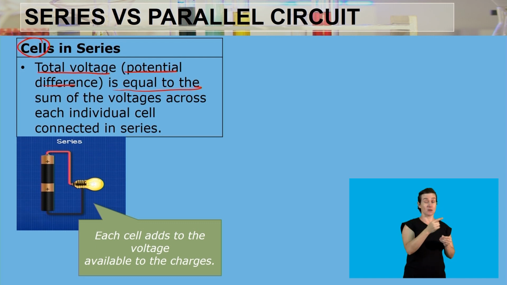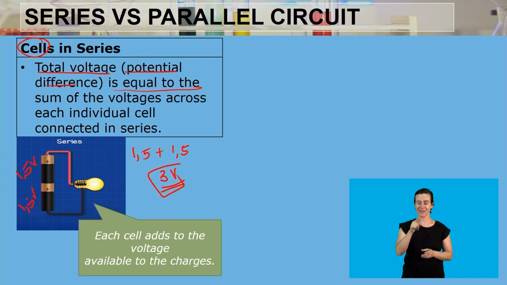So that means if one cell has a potential difference or a voltage of 1,5 V, and this other one is 1,5 V as well, the total is going to be equal to the sum of the two cells that we have here. So the total voltage is going to be 1,5 plus 1,5, which gives us 3 volts, which is our total voltage for the entire battery, only if they are connected in series. Each cell adds to the voltage available to the charges.